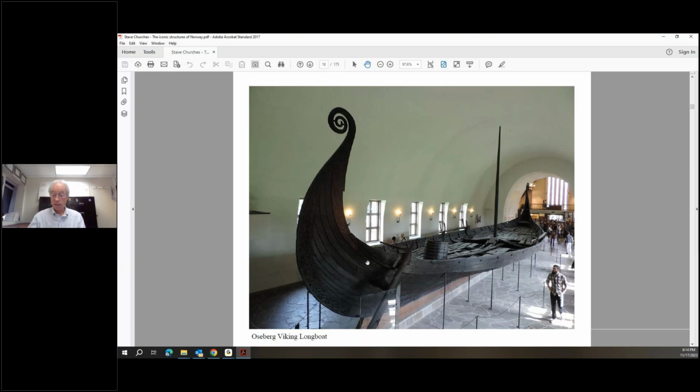The Osberg ship was dated to 1834. That's the closest they could estimate. So right around the same era, a little earlier than the Gokstad. This was discovered in a burial mound, and it contained two females. They were estimated to be, one between 80 and 88 years old, and the other was aged 50 to 55.